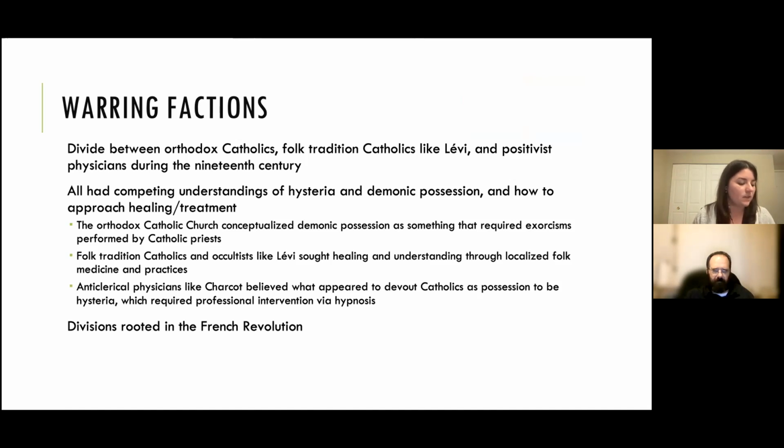And we can see this division as being really rooted in the French Revolution, where very broadly speaking, we see the bourgeois class rise up against the monarchy and Catholic Church due to social and economic inequalities present in French society. As I'll mention briefly though, we ultimately see the positivists win this fight.